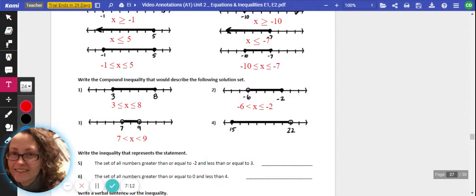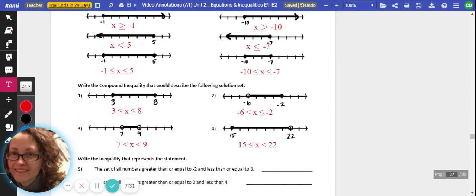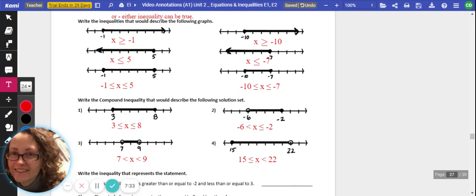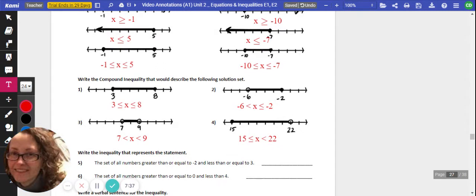So I want you to go ahead and pause the video, try number 4 on your own, and I will show you the answer in a minute. And so I get 15 is less than or equal to x is less than 22. And these are my AND statements. Or statements we just write as two inequalities separate, so we're not necessarily going to practice those in this particular video because we already have tons of times.